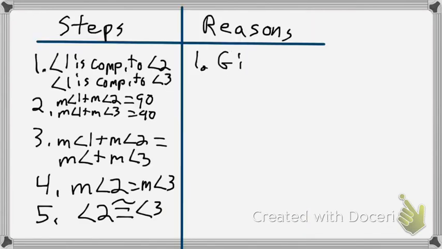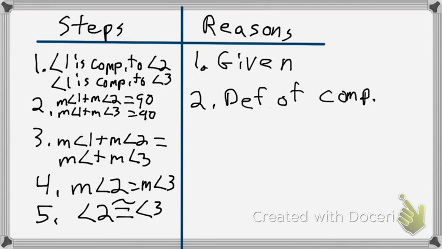So, number 1, given. Number 2, again, there's that pattern. We said these two angles are complementary. Well, what does that mean? It means that they add up to 90. So, definition of complementary.